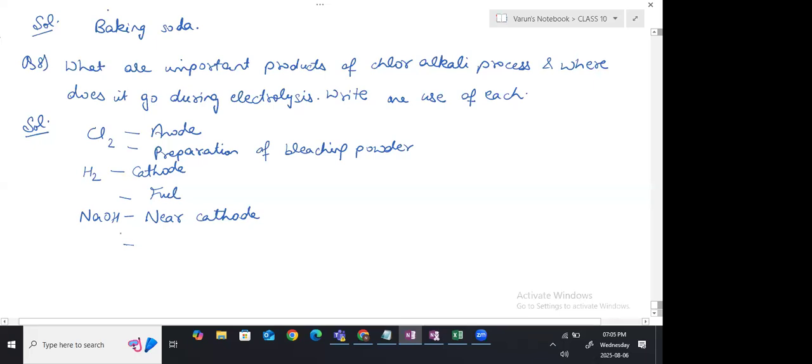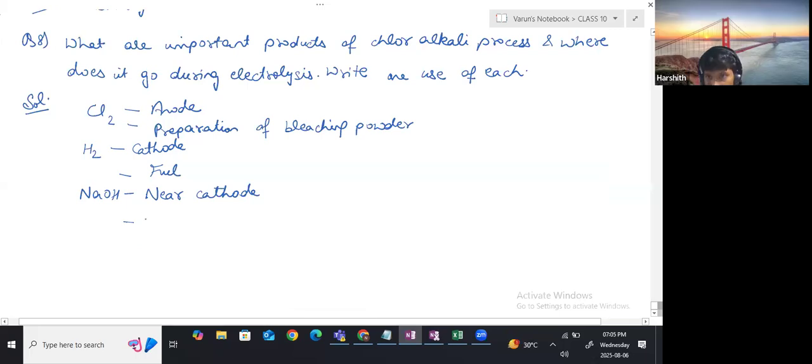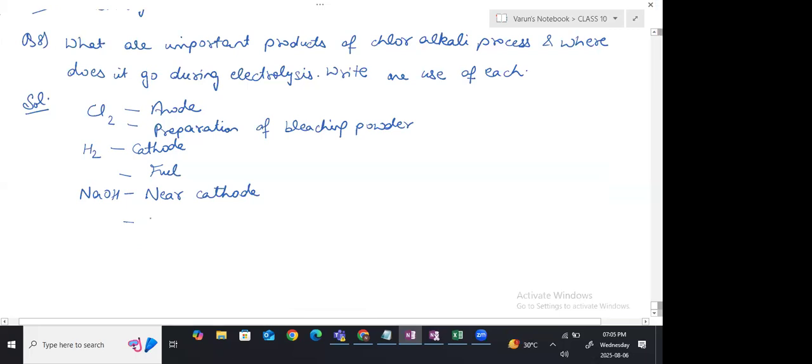And what is the use of caustic soda? I'm asking this to you. We use it in making soaps and detergents, and in the manufacturing of paper.